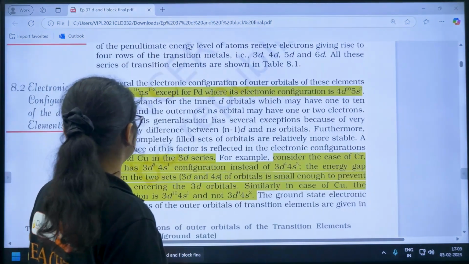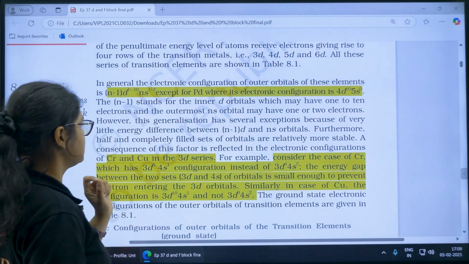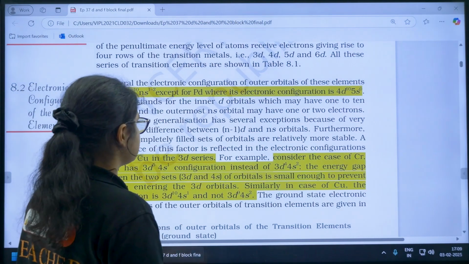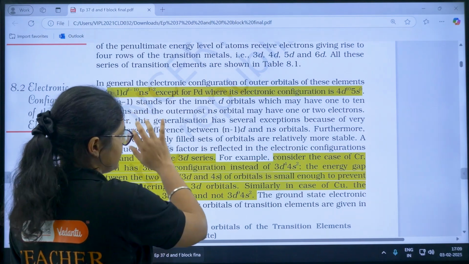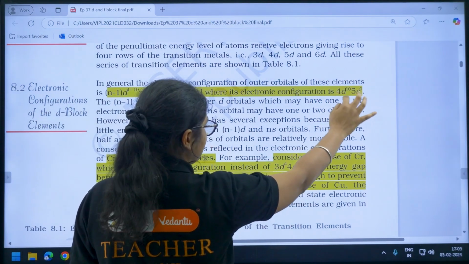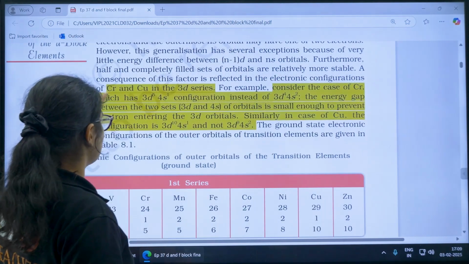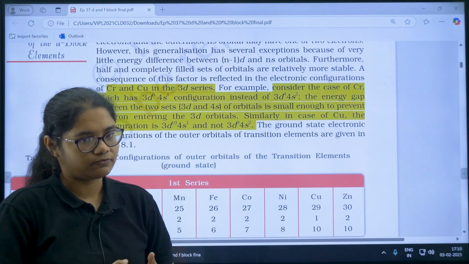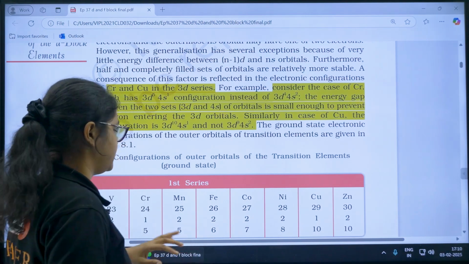Next we will go to the general electronic configuration, (n-1)d 1 to 10, ns 1 to 2. But here there is something very important: except for palladium. Palladium doesn't have this electronic configuration, and its electronic configuration is 4d10 5s0. So please remember this one, again a very important thing. Now chromium and copper have different electronic configurations. We all know that, because of fully filled and half filled configurations.